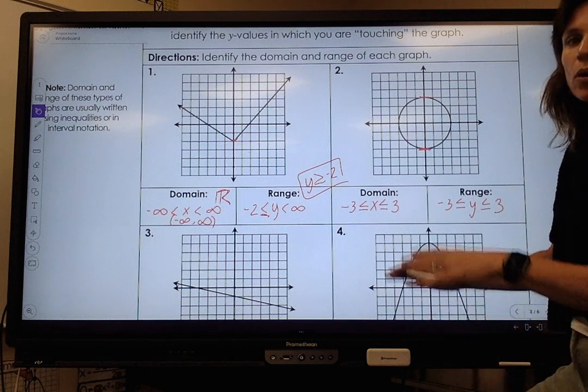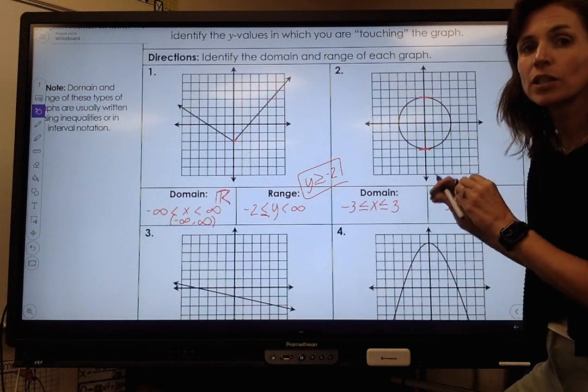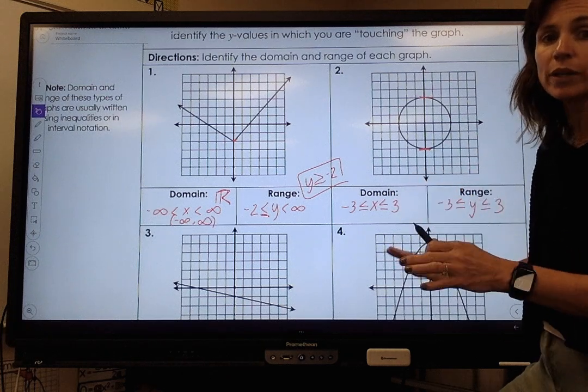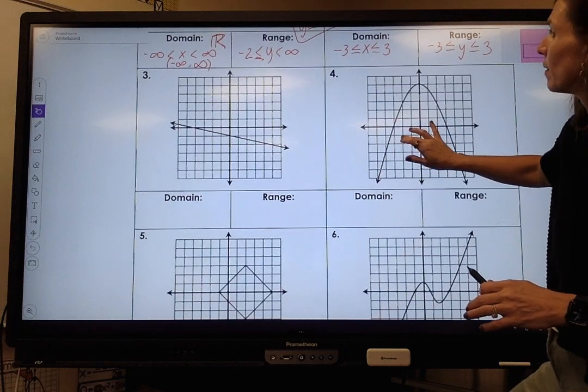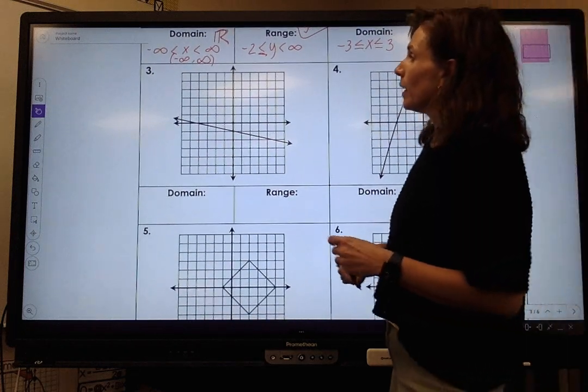Okay? Now, really take a minute to look to see if you understand it. We're going to be doing all of these together because sometimes this can be tricky, but I think you guys will get it. All right, look at number 3.